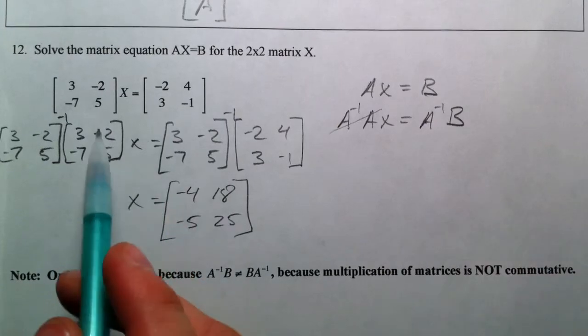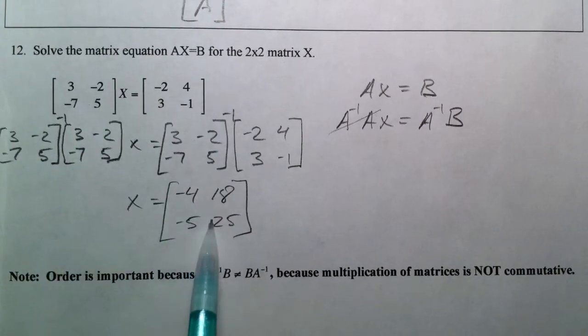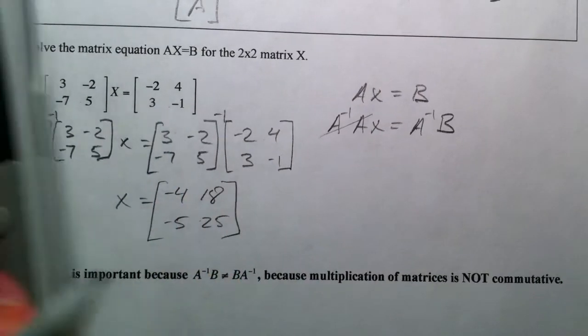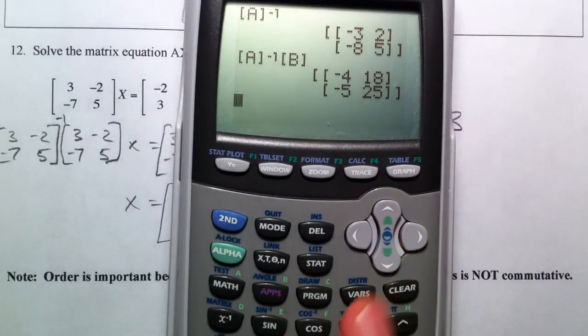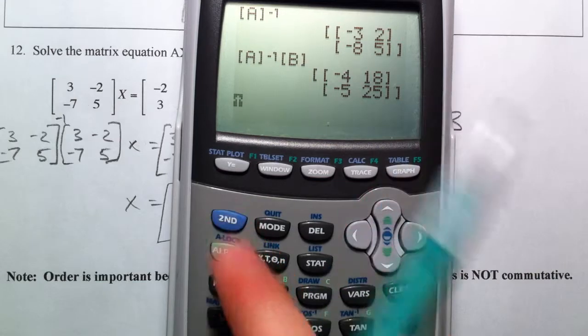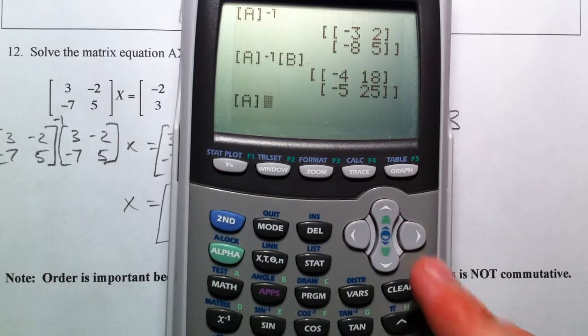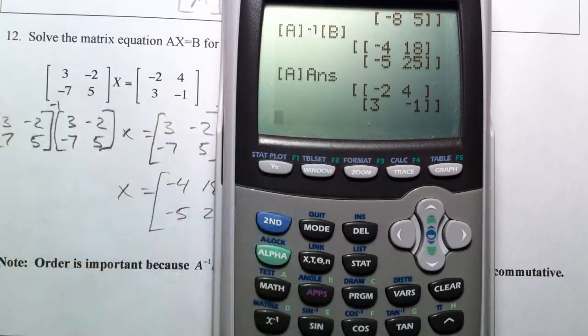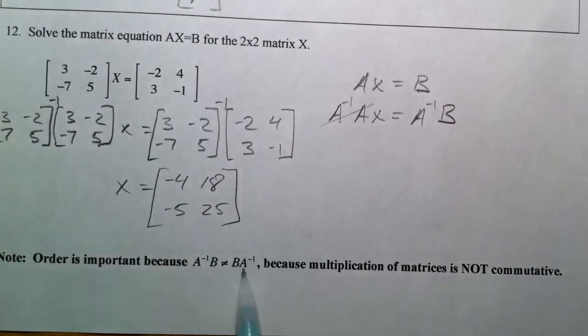So if we multiply this matrix times this matrix, we get this matrix. So if we multiply matrix A times our answer that we got, we get our original matrix B. So that's how an inverse matrix works. You get back to where you started from. Notice that the order was important.